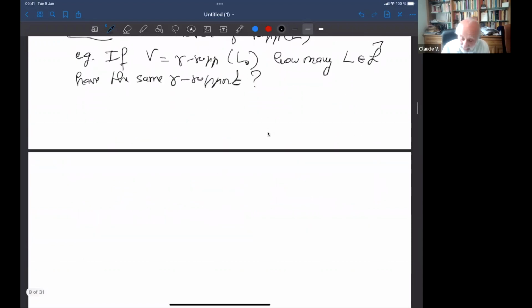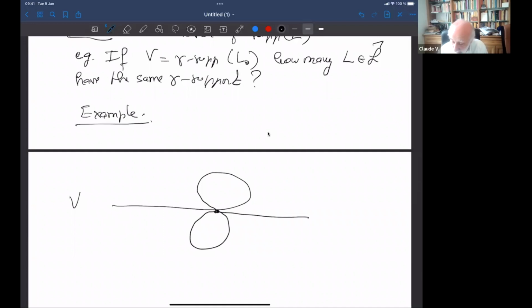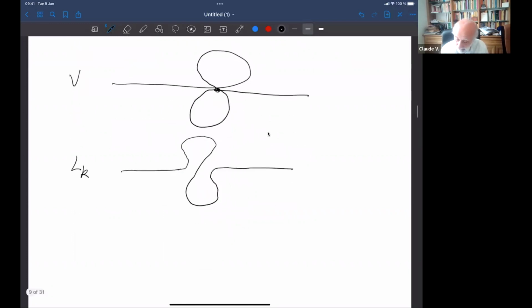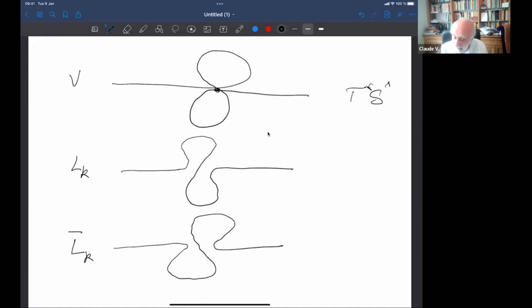So let me give an example. V will be the following. Here I have multiple points, and then I have a sequence Lk here as follows. And then I have another sequence, which I denote by L bar k, which is essentially the symmetric of this one. Assume that all this lives in T star of S1, so you just close up your curve. The Lk converge to something which I will denote as L infinity. L bar k is just the symmetric, obtained by changing p to minus p from L. This converges to something which I will denote as L bar infinity.